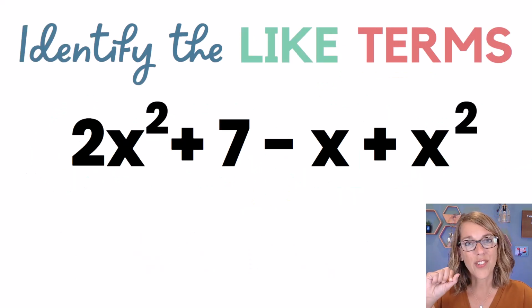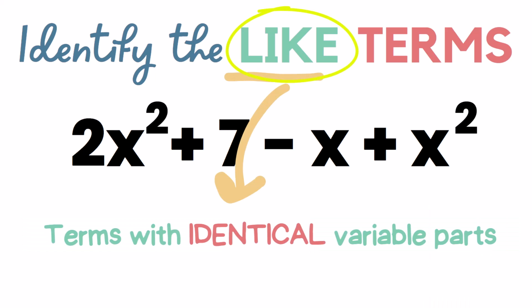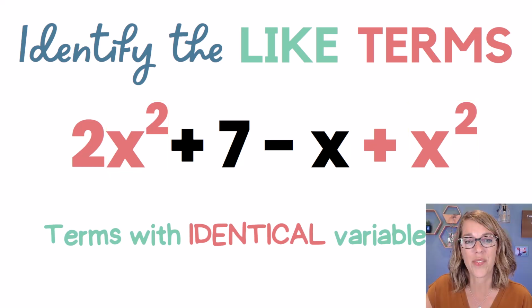So in this next one, our instructions have changed just a little bit. We want to identify the like terms. In order to be a like term, our terms have to have the identical variable parts. So as I'm looking at this particular expression, we notice that the 2x squared and that x squared on the end have the identical variable part, x squared. So I've got 2x squared and x squared as the like terms. 7 is just a constant, and the negative x does not have that power 2.